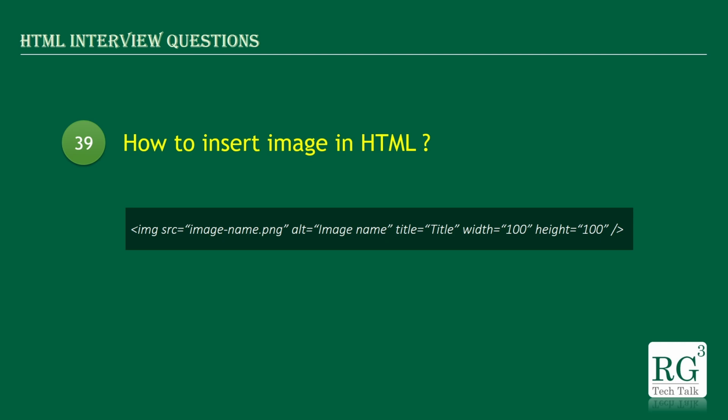Title is nothing but, on mouse over of that particular image, you will be mentioning some description of the image. Width equals to 100, height equals to 100. So the image size we will be mentioning as width and height. So it will display 100 pixels of width and 100 pixels of height.